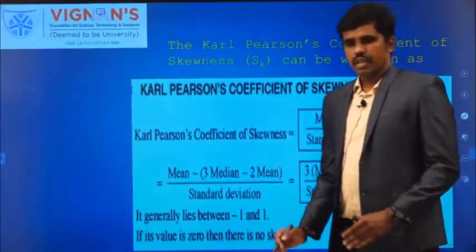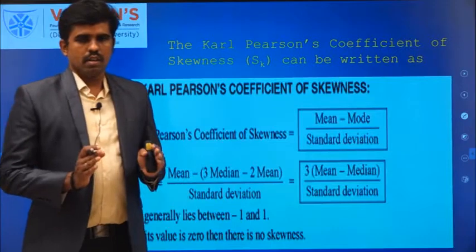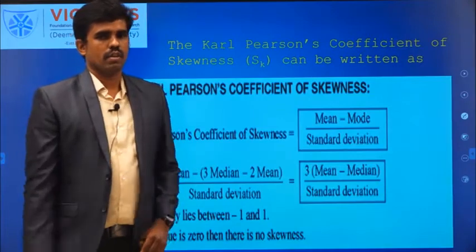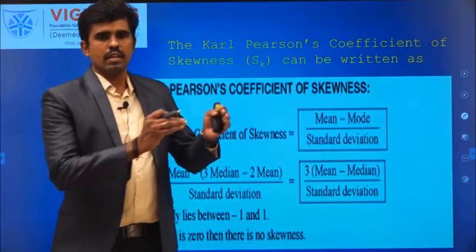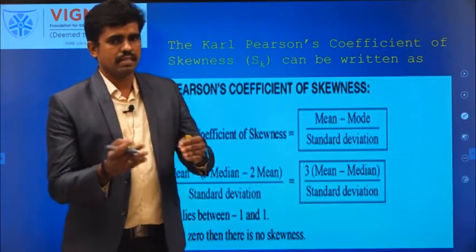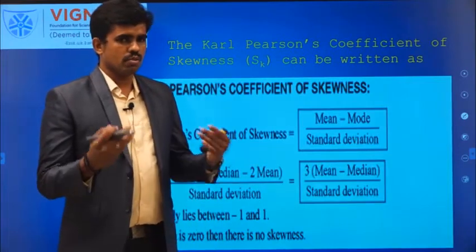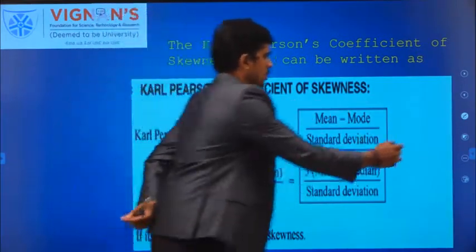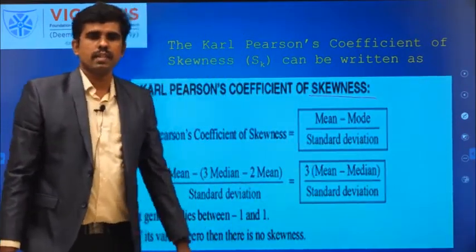So I have explained a symmetric distribution and a skewed distribution. Skewed distributions are of two types, positively skewed and negatively skewed. Skewed means some deviation. A right skewed distribution has a long right tail, and a left skewed distribution has a long left tail. Now we are going to measure those values, that is the skewness. How are we going to measure the skewness?